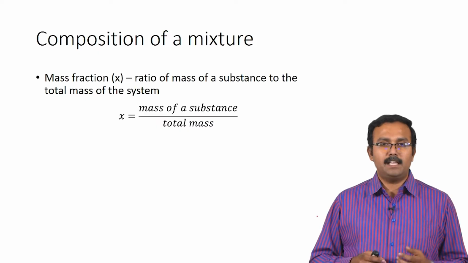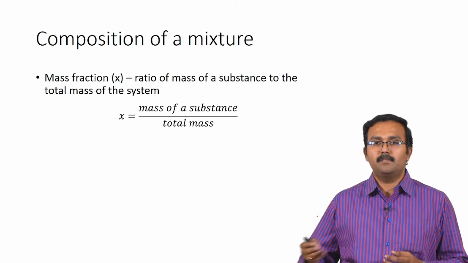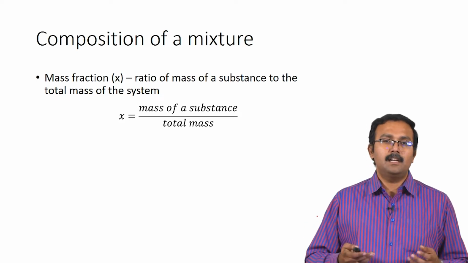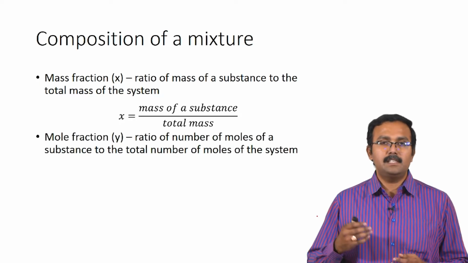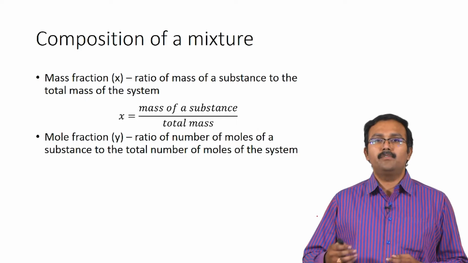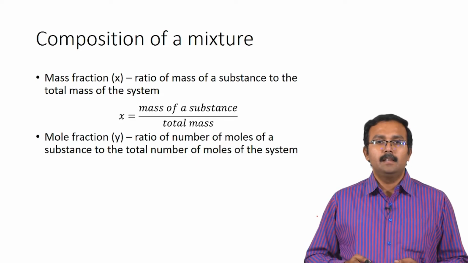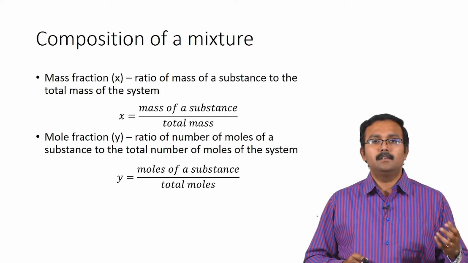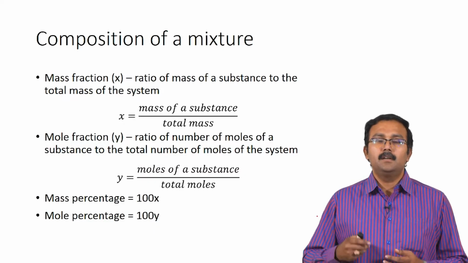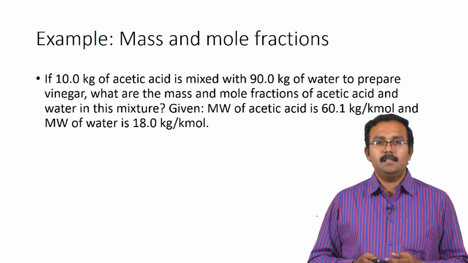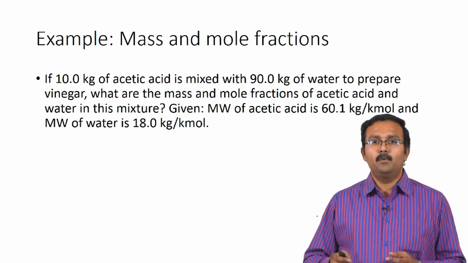The first one is mass fraction. It is the ratio of a mass of a substance to the total mass of the system. So, this is conventionally written as X. You also have mole fraction, which is conventionally written as Y, as the ratio of the number of moles of a substance to the total number of moles of the system. So, these mole fractions and mass fractions can also be written as mass percentages and mole percentages by multiplying these values by 100.